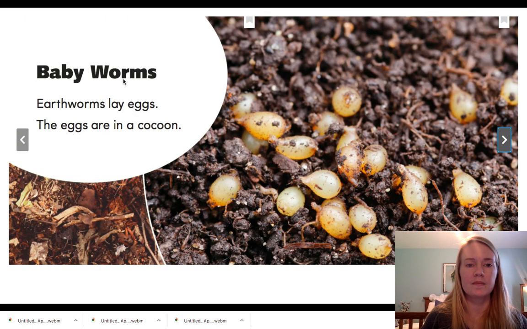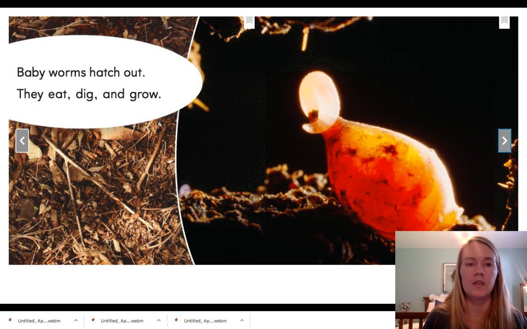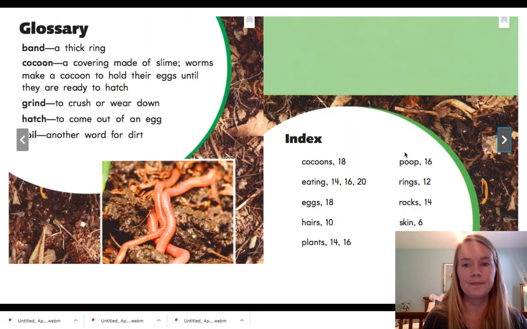Baby worms. Earthworms lay eggs. The eggs are in a cocoon. Do you remember us talking about what a cocoon is yesterday? It's where the worm stays until it's ready to hatch. And if we find any other words that we're not sure what they mean, we can look them up at the end of the book. Baby worms hatch out. They eat, dig, and grow. So there's our cocoon, and there's our baby worm coming out and hatching, just like a butterfly does.